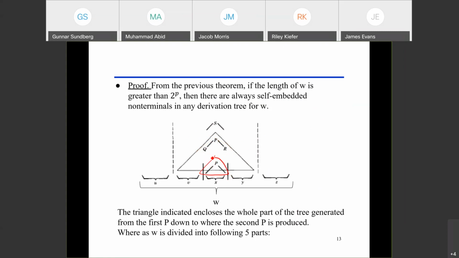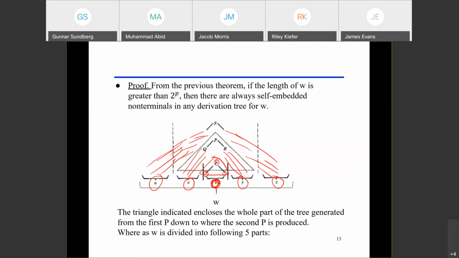Okay, all those letters which you generate from outside of this thing, the top tree, it will be your U. And the same is the case on the right side, that will be your Z. Any letter which you generate from this lowest self-embedded tree, this one, this Q and R, this will be your X. Anything which is from the above self-embedded tree, this will be your V, and on the other side, this will be your Y. This is how you can generate words.